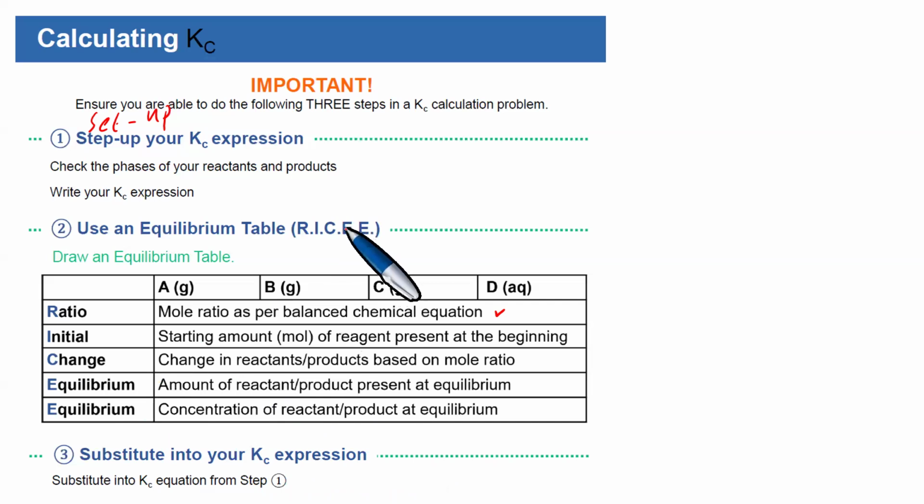The first E is for the amount of reactant present at equilibrium, and the second E for equilibrium. At equilibrium, we're looking for the concentration. Why? Because the concentration is the ultimate. The amount, which is normally in the number of moles, can obviously be determined. But in the end, for KC, we need the concentrations, because only the concentrations work in KC calculations.